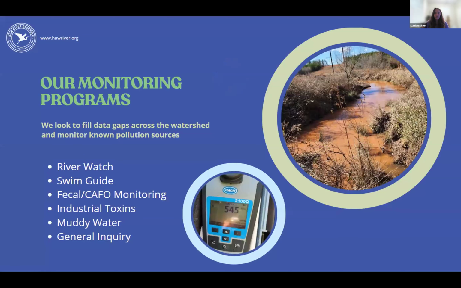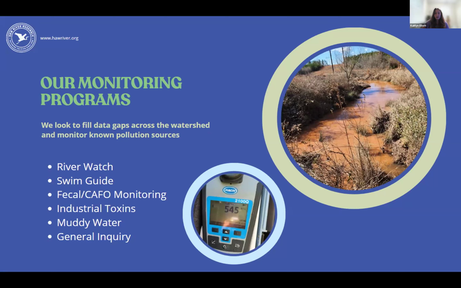So I'm just going to go over some of the programs that we have. We monitor for a wide range of parameters and try to get a more complete understanding of the health of our waterways. We also look to fill data gaps, both temporally and spatially. So we look to see where the state and the USGS have not monitored before, or where there could be more updated data. We also monitor known pollution sources, for example, downstream of wastewater treatment plant outfalls.